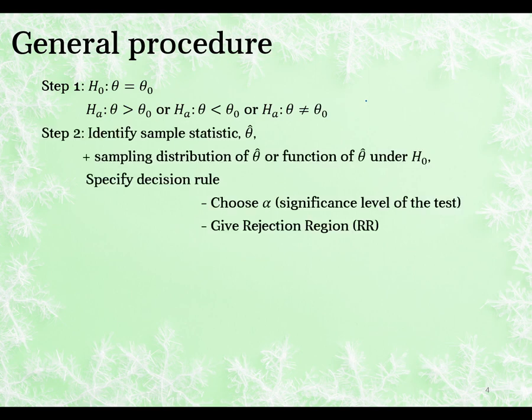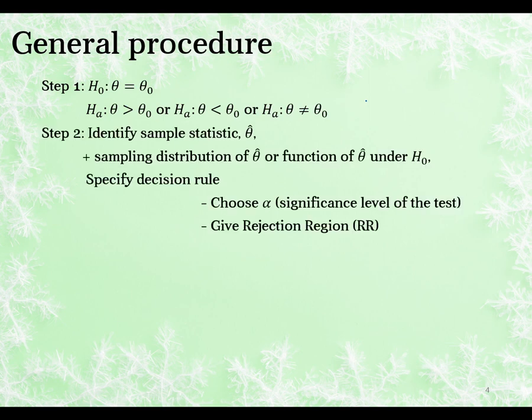So in the general procedure, we start by looking at our first step, which is just the definition of our hypotheses. So I've written it quite generally here with the theta, but of course that could be mu, it could be p, it could be sigma or sigma squared. And like we said before, your null will always have an equal sign. Your alternative will be greater than, less than, or not equal. So those are our 3 situations that we will deal with.